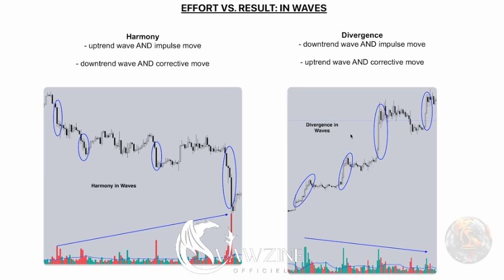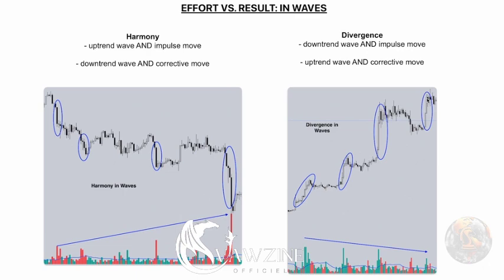For divergence in waves, we're looking at the impulse, the next impulse, the next impulse, and the next impulse. 4 impulses, 4 waves, price action. But look at the volume, decreasing each time. Declining volume as you rise is not a sign of harmony. That's not a sign that this trend is going to continue indefinitely. And sure enough, if you expand that chart further out, that move ended and reversed. It's a sign of early reversal, divergence between price and volume.